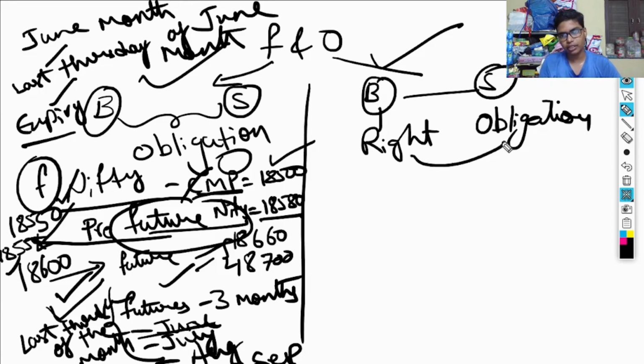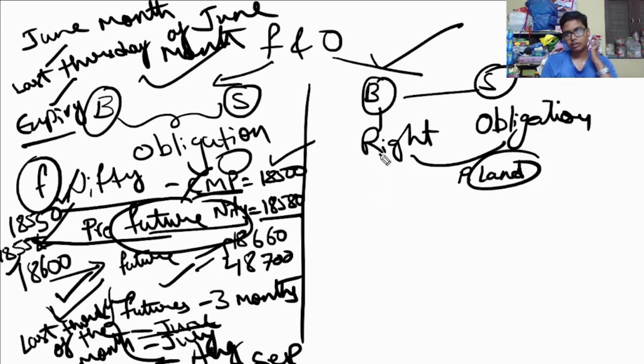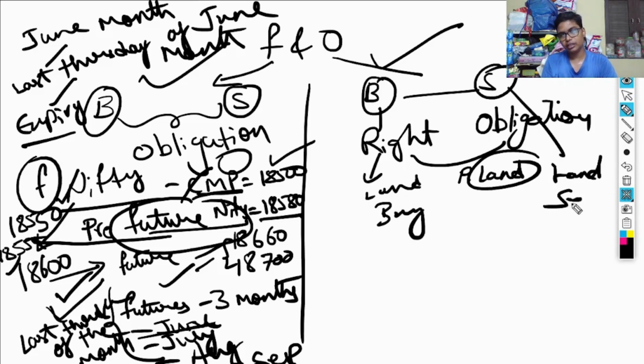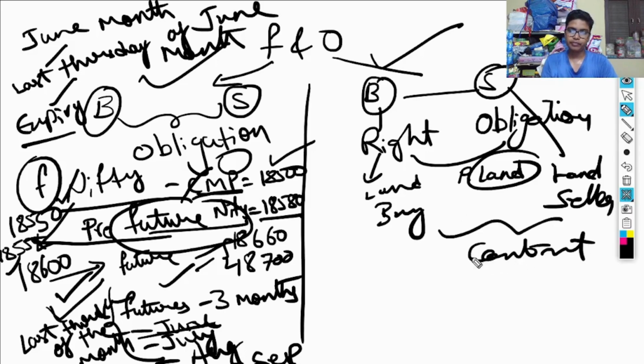Now we are going to learn about the options. And we can simply correlate options with our example of land, where you can think of the buyer as a land buyer and the seller as a land seller, and there is a contract between them. Like that we need to discuss, and the same thing will happen in the options too.